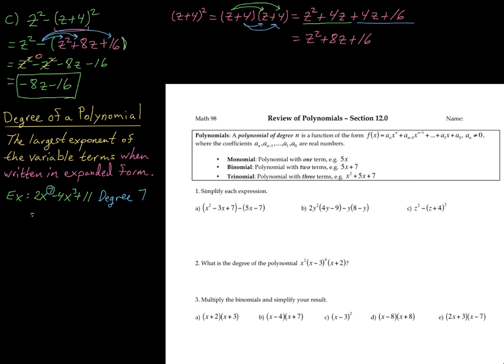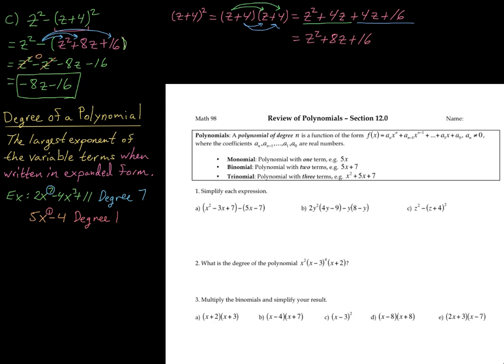Another example would be something like 5x minus 4, okay? Now when you write 5x, really this is the same thing as saying 5x to the first power. And so this would be our largest exponent in this case. So this would be a degree 1 polynomial, okay?